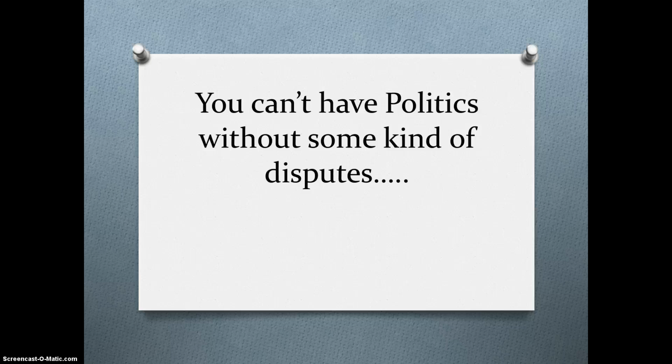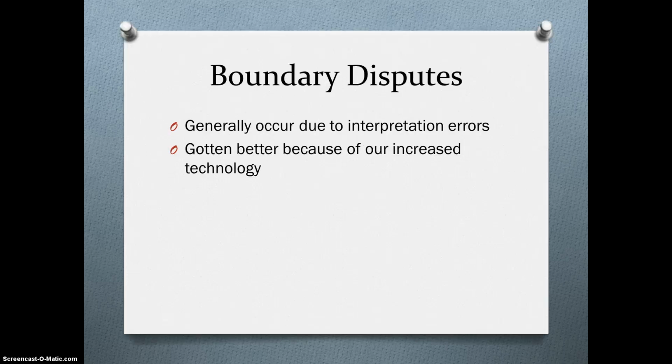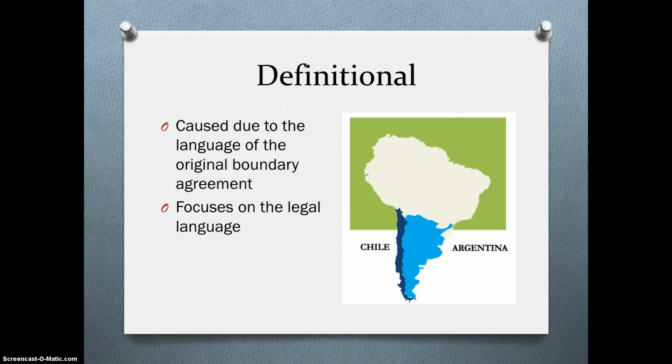And so you can't have politics without some kind of disputes. And so now let's talk about boundary disputes. Boundary disputes generally occur due to interpretation errors. And that's gotten better because of our increased understanding of technology. We're not drawing maps blindly anymore. We have a knowledge of the entire world. And so we're making educated boundary lines.